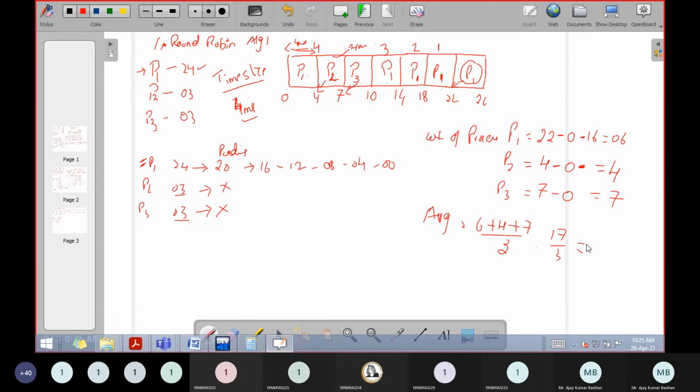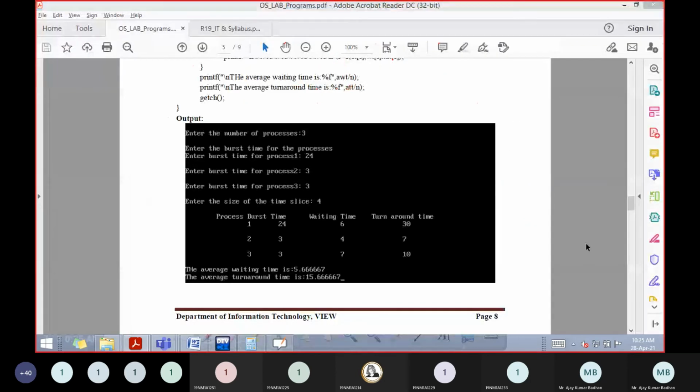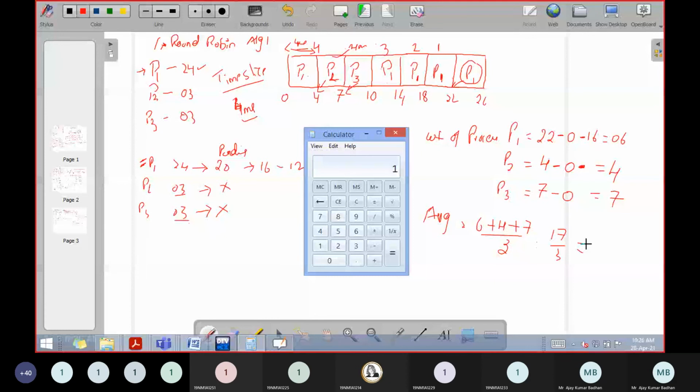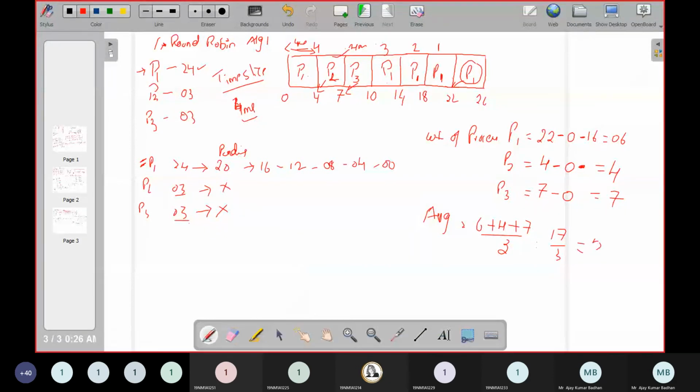17 by 3 means how much are you going to get? 5.66. So 5.66. What about the turnaround time? Same way. Turnaround time for P1. So this one we will not be considering arrival time, only the right side, whatever the value is there.